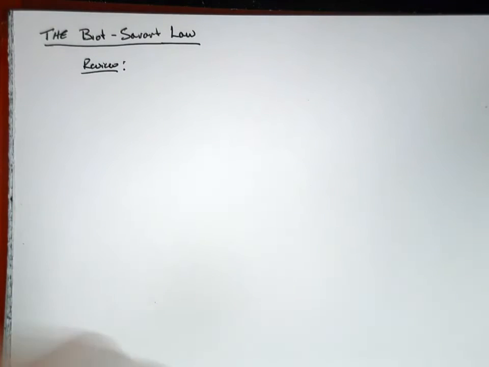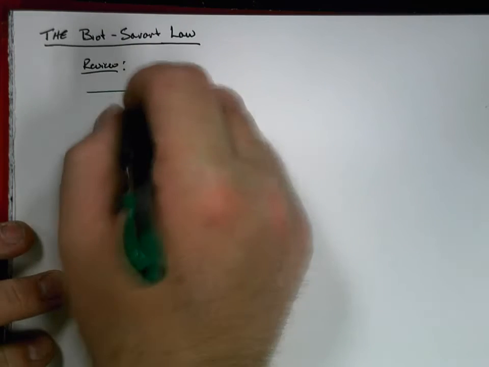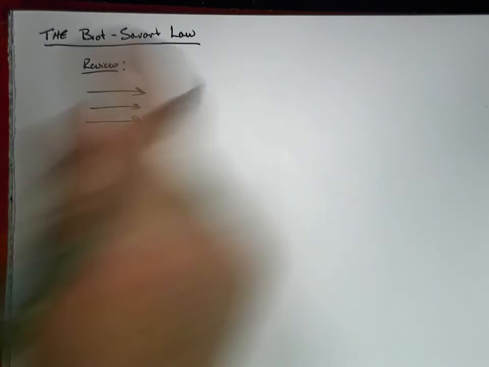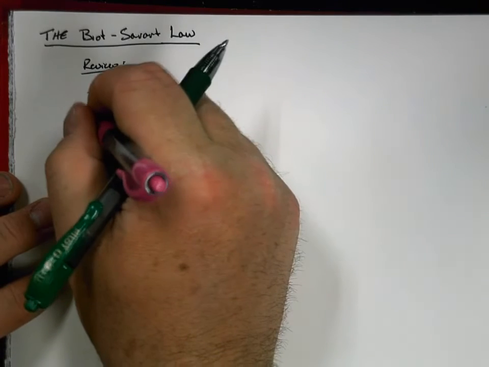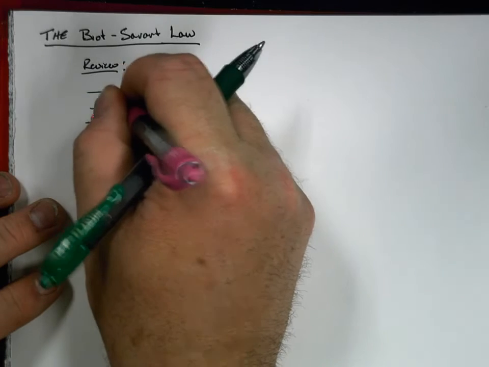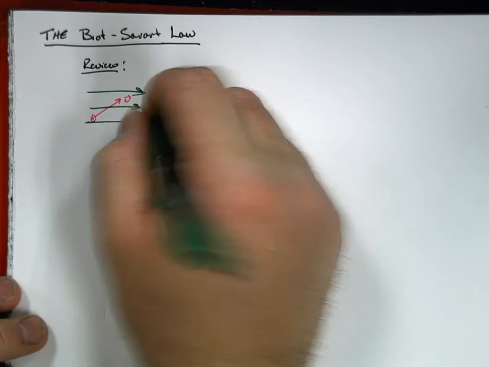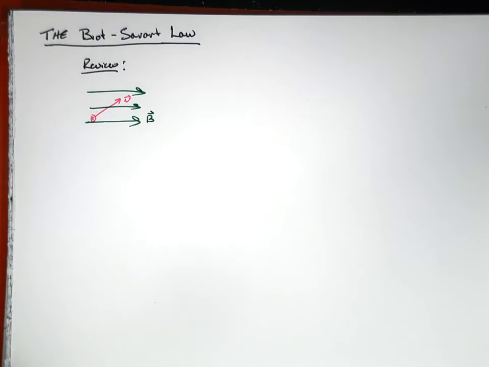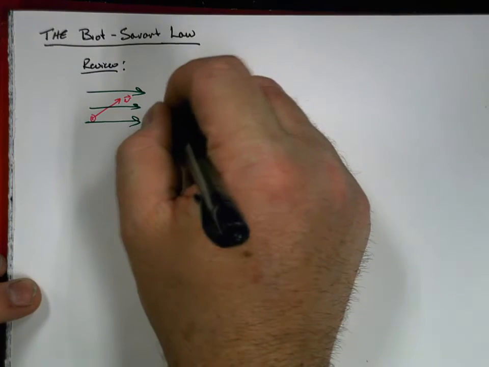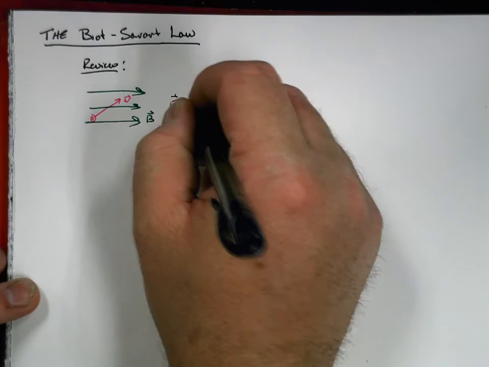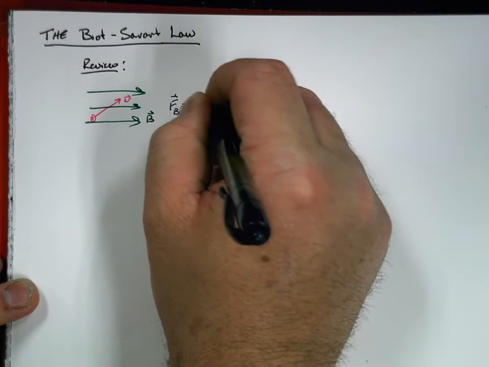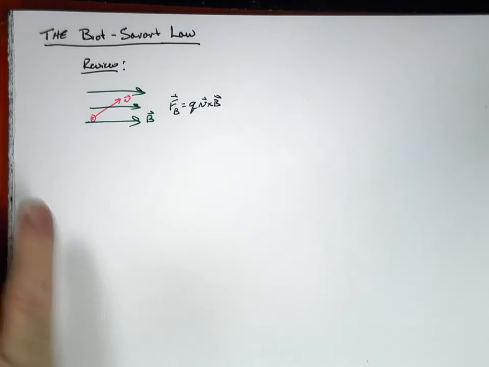Okay, so here's a magnetic field, and if we have a charged particle moving through our magnetic field, the force acting on this particle is equal to q v cross B.